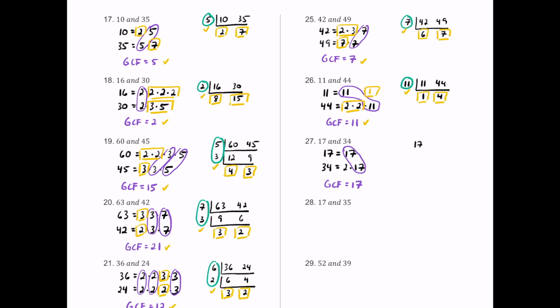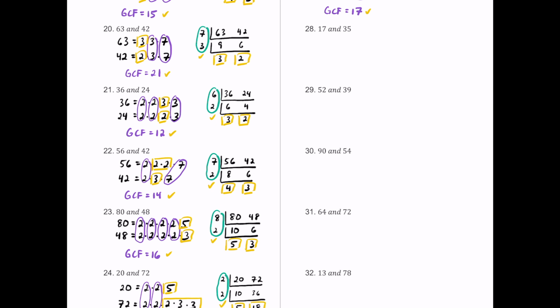So using the ladder method, 17 and 34, the only thing they have in common is going to be 17. That's going to be a 1 and a 2. And so the 17, what they have in common, matches. There's an invisible 1 here. If you never see the number, put it there. And then the 2 matches the 2.